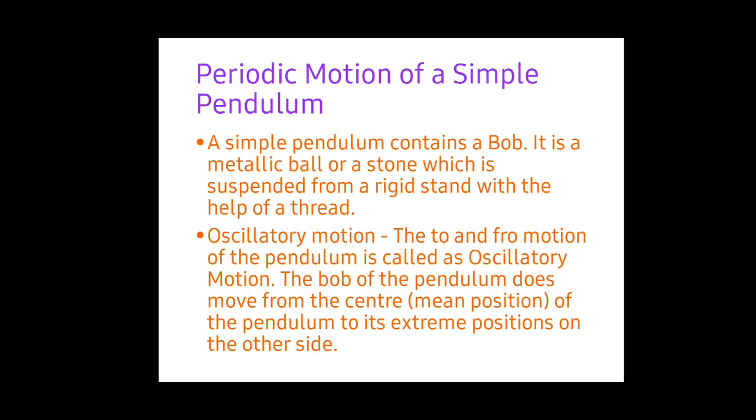A simple pendulum contains a bob. It is a metallic ball or a stone which is suspended from a rigid stand with the help of a thread. Oscillatory motion: the to and fro motion of the pendulum is called oscillatory motion.